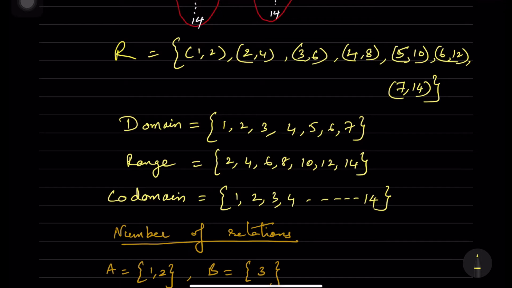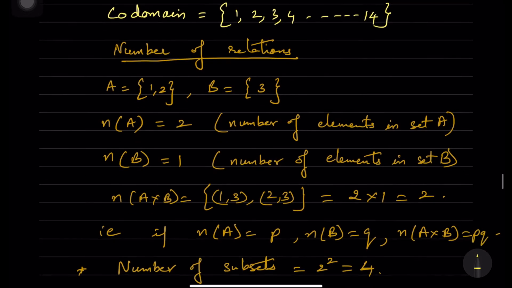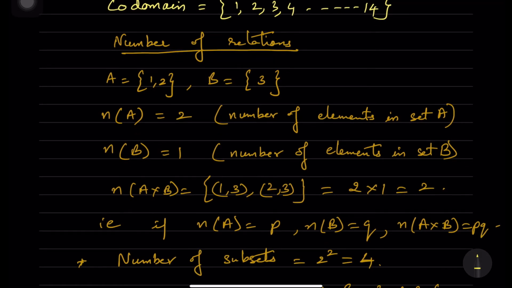So domain is equal to 1, 2, 3, 4, 5, 6, 7. Range is equal to 2, 4, 6, and so on. You can see always the domain is the first element and the range is always the second element, right? So whichever is not underlined, that comes in the range, and the codomain is all those elements in set B.